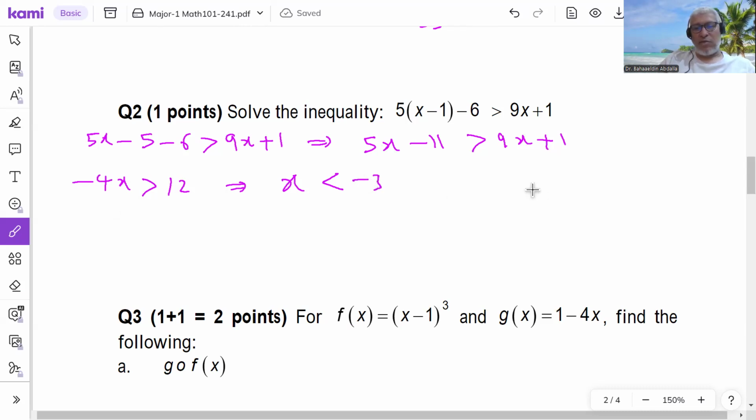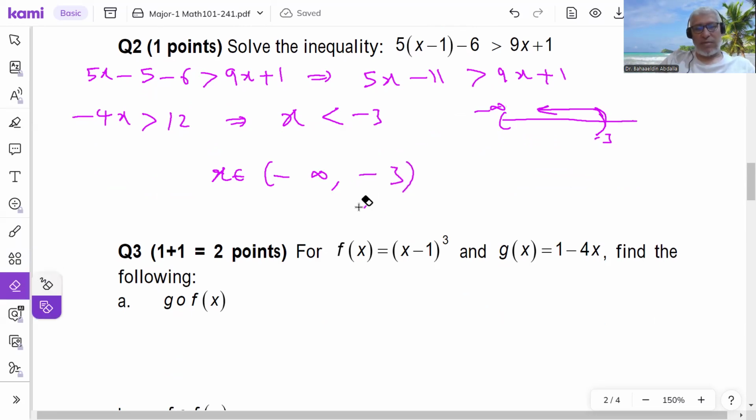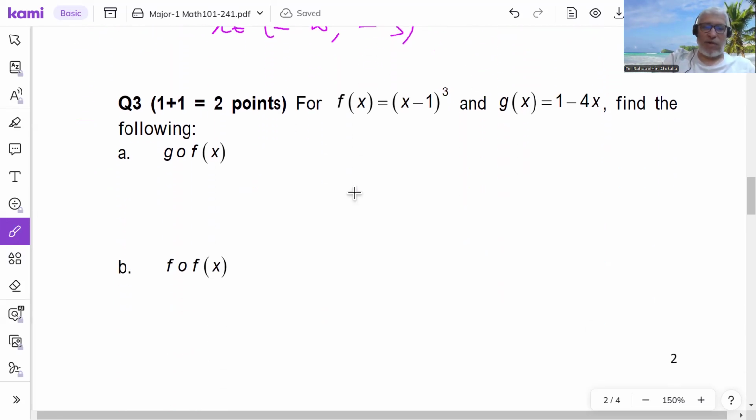And that's the answer. To write it in interval notation, to graph it, this is negative 3 and x is less than, so it will go to negative infinity. So I say that x belongs to from negative infinity to negative 3, open, because there is no equality here. x is not equal to negative 3, it's less than. If it is less than or equal, then I will make it closed at negative 3.